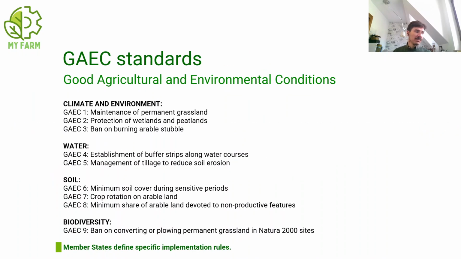I will not go too much into detail of the good agricultural and environmental conditions, but I just want to highlight that they cover climate and environment, water, soil, biodiversity, and member states define specific implementation rules for each of these GAEC, for each of these conditions.